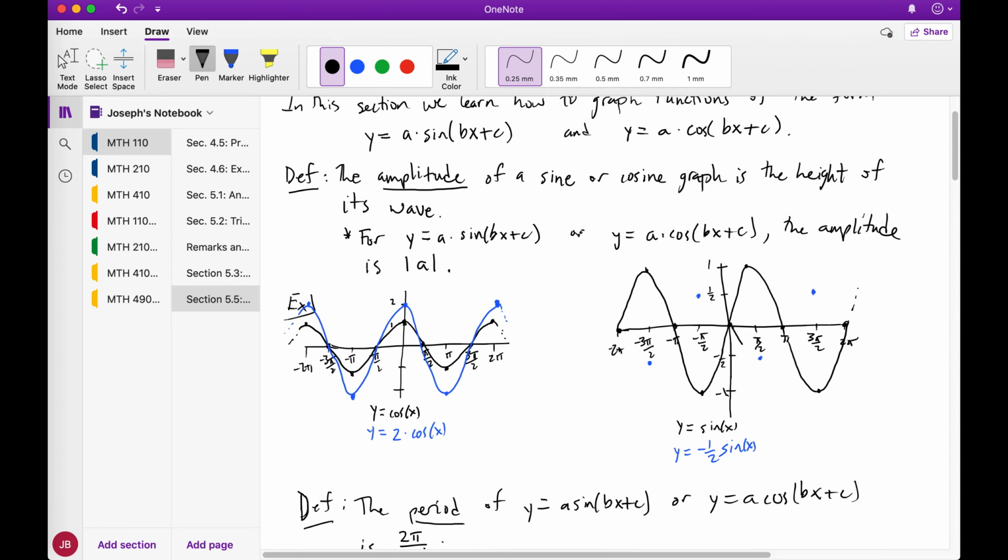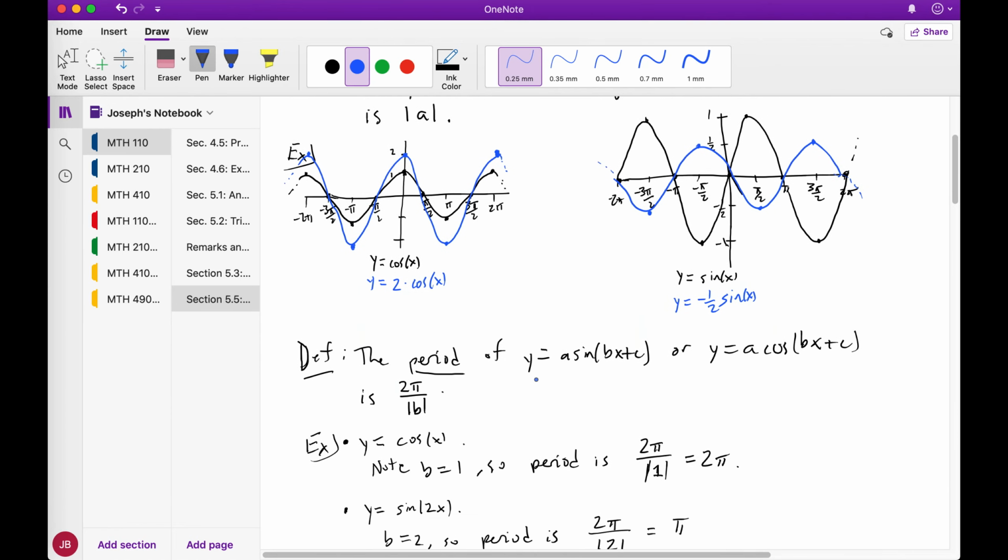So instead it looks like this. And of course, these graphs go off in either direction indefinitely. Their domain is all real numbers.